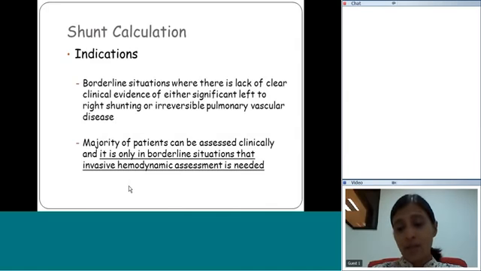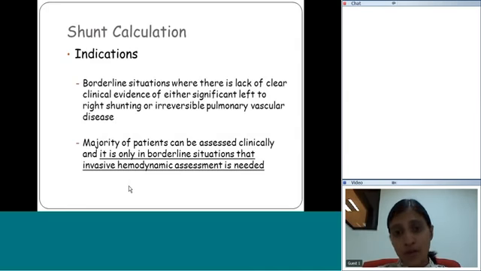Now, one should bear in mind that hemodynamic calculations are not perfect. Okay, there is a lot of room for error. So it is not a miraculous solution to all your questions about operability.